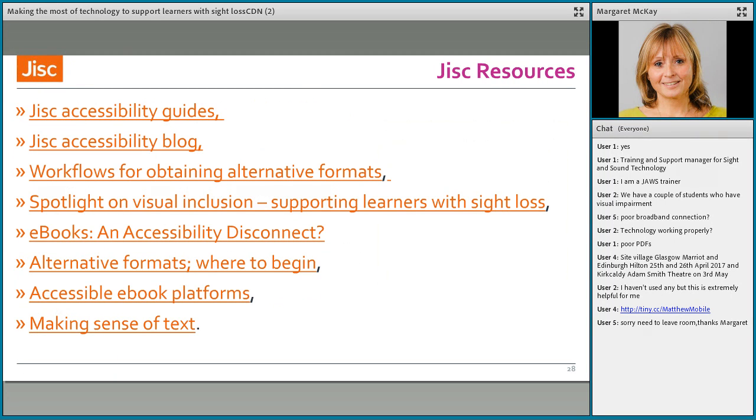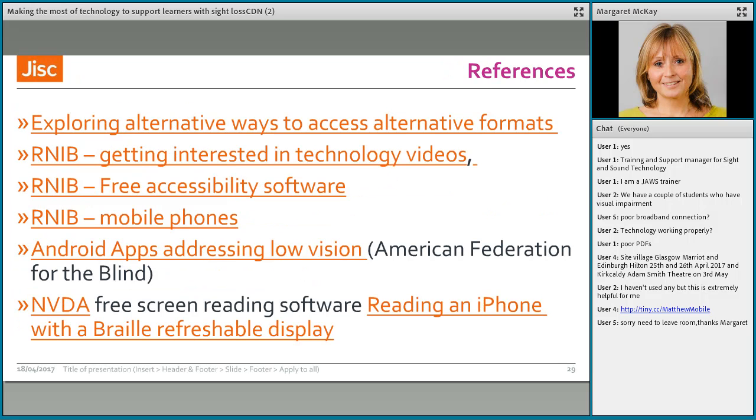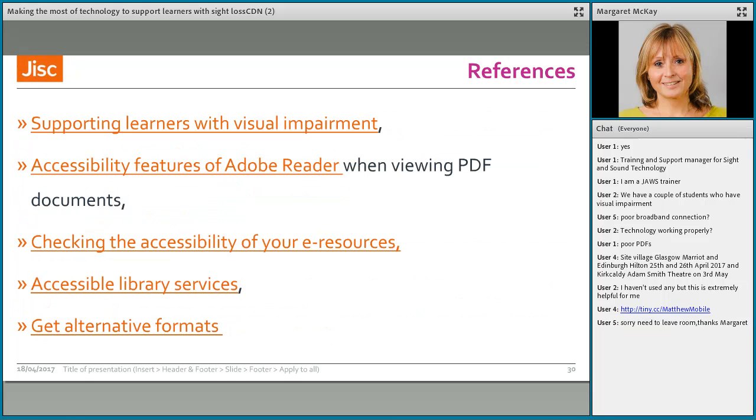I just want to also make reference to some resources that Jisc can offer, some guides, some blogs, and some other resources which might be of help. And finally, some other references as well about low vision and no vision apps and software.